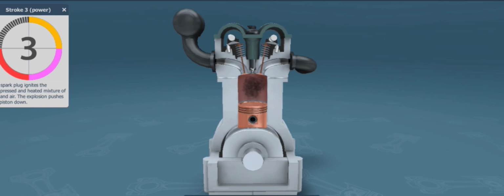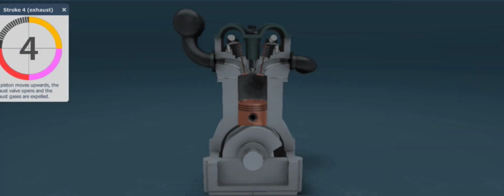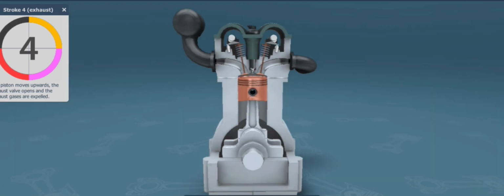The third stroke is the power stroke. The spark plug ignites the compressed, heated mixture of fuel and air. The explosion pushes the piston down. The fourth stroke is the exhaust stroke. The piston moves upwards, the exhaust valve opens, and the exhaust gases are expelled.